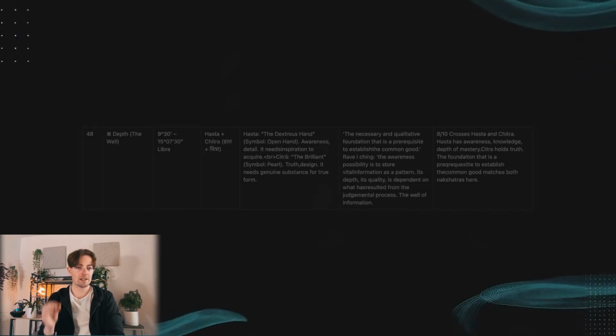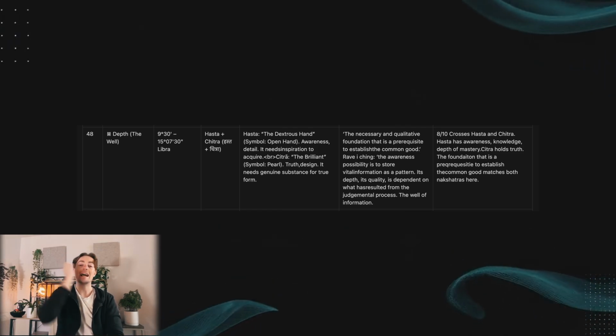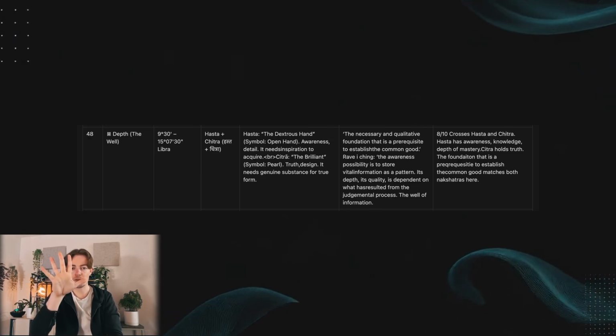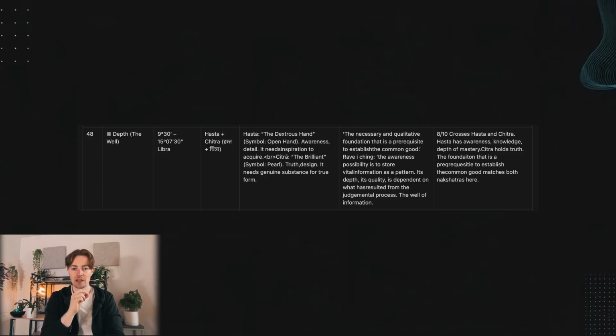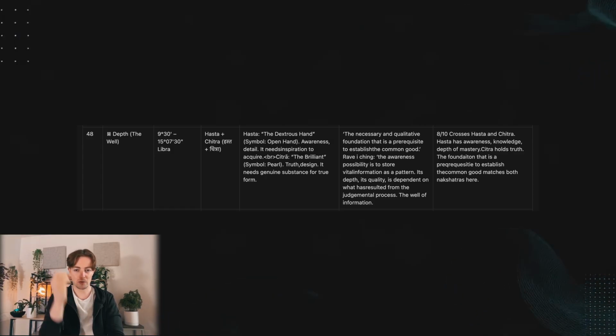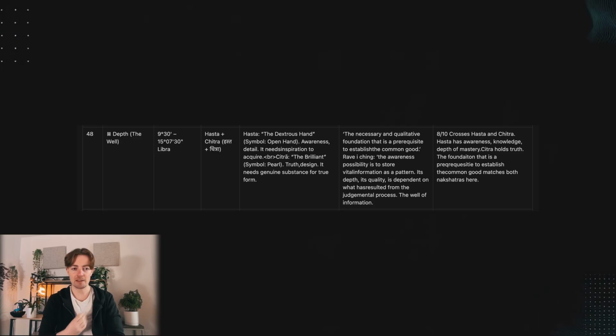Okay, 48, depth, the well, from around 9 degrees of Libra to 15 degrees of Libra. This is in Hasta and crosses into Chitra Nakshatra. So Hasta, the dexterous open hand, the healing hand, the craftsmanship hand, and Chitra Nakshatra, which is called the brilliant. The symbol is the pearl. It's about truth and design. It needs genuine substance for form. So something that's shining and brilliant.